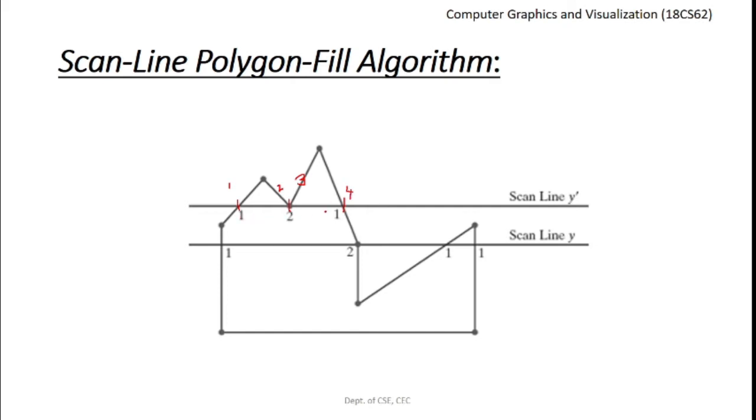Our condition is that the total number of intersections should be an even number. Let us see whether it is satisfied. Yes, 1, 2, 3, and 4. 4 edges are intersected. So the total number of edge intersections is an even number here. So what we do, this is an odd numbered vertex. We start filling the polygon with the given color. We start filling the scanline with the given color along the scanline region which is interior to the polygon.